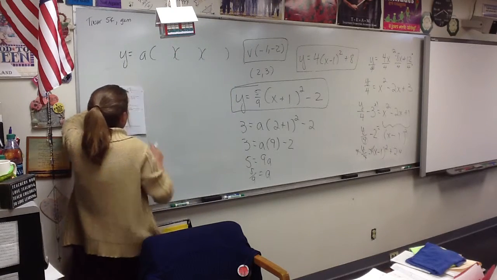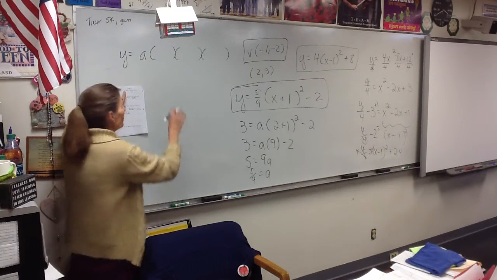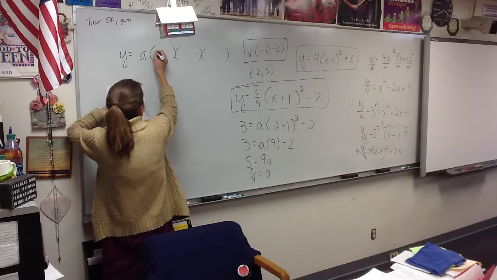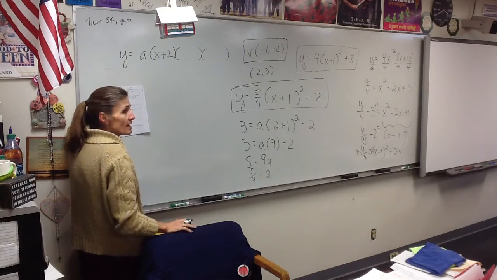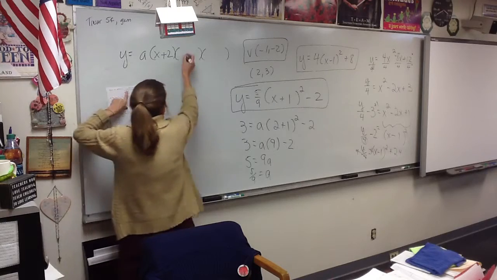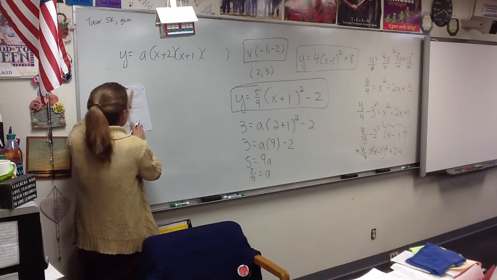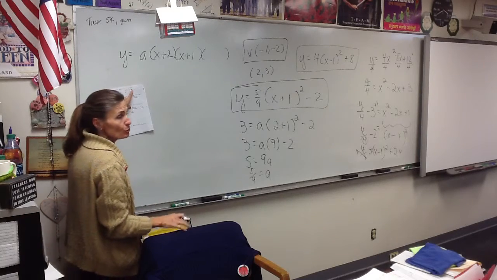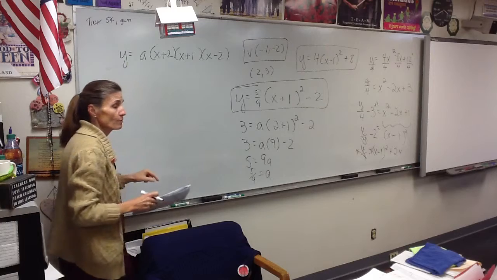So I have a dot at -2. So what will my parentheses be? X plus 2. I have a dot at -1. X plus 1. I have a dot at 2. X minus 2. There you go.